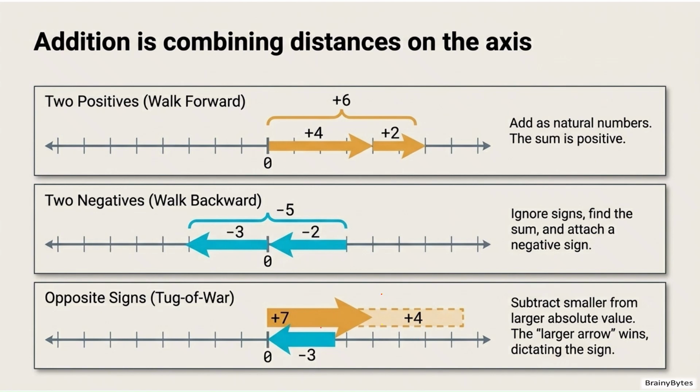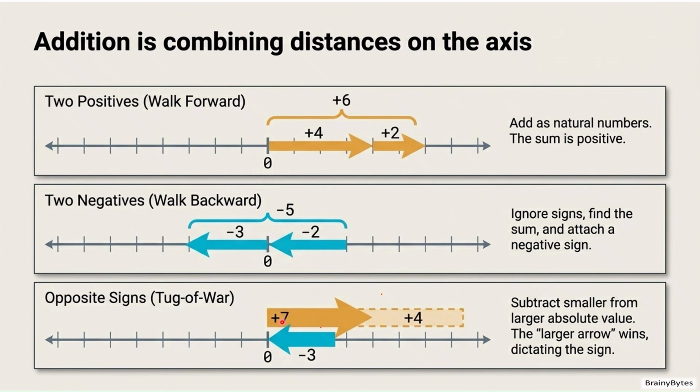Okay, let's imagine a guy standing at 0 facing towards right. If he walks forward by +4 and then +2, he walks a total of +6. This means that two positives add as natural numbers and give a positive sum. On the other hand, if the guy walks backward or towards the left of 0, then we ignore signs, find the sum, and attach a negative sign. It means that two negatives always add up to a negative integer.